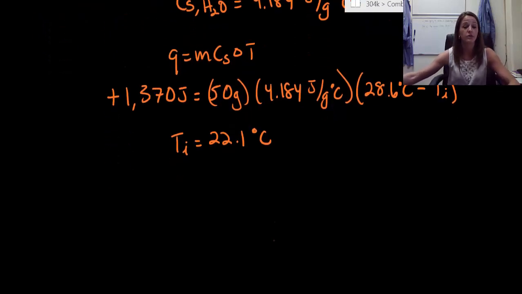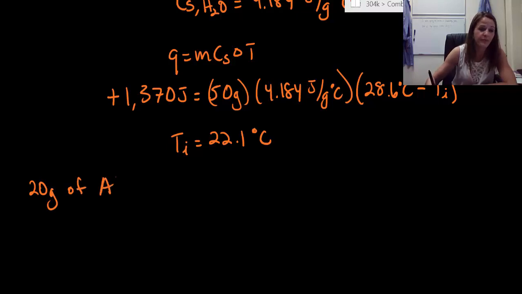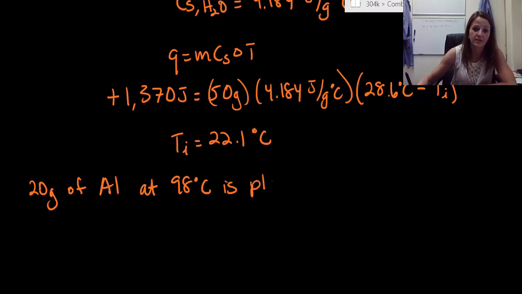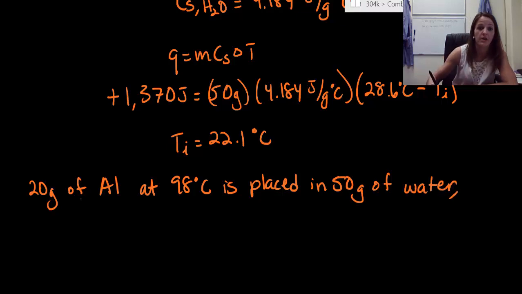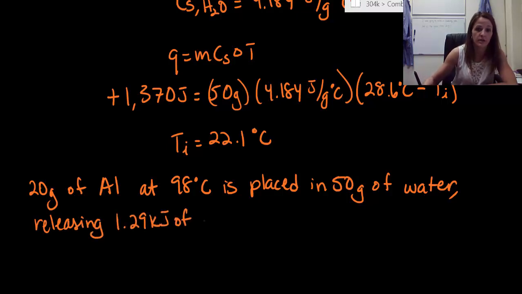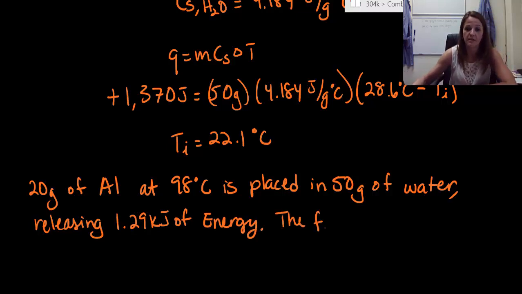All right, so now we have one more problem. This is the one I'm going to want you to do on your own. I'm going to write it out. It's long, so if you need to zip ahead in the video just to get to the question, that's fine with me, but otherwise just stick with it here. All right, so we have 20 grams of aluminum. The aluminum is at 98 degrees Celsius, and it's placed in 50 grams of water, okay, again, in a calorimeter, releasing, important word, 1.29 kilojoules of energy.